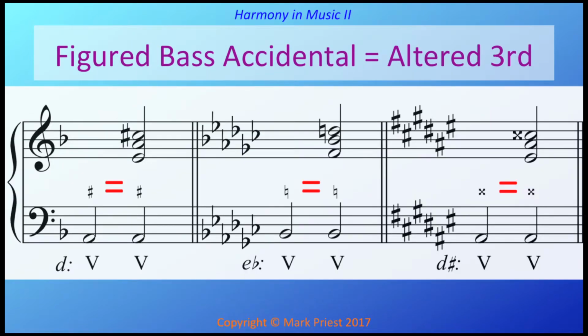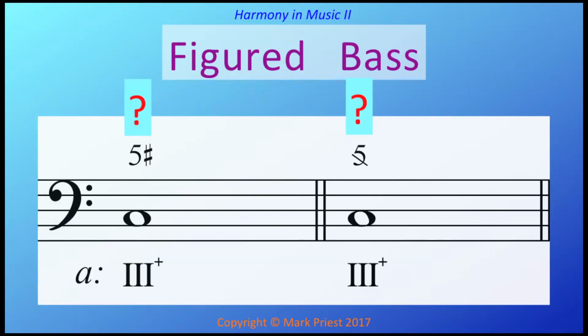Figured bass. We recall that figured bass follows the key signature. So, a bass figure consisting of only an accidental refers to the altered third, say the artificial leading tone found in the 5 or dominant triad, in minor. Figured bass. So what do you think these figures represent?